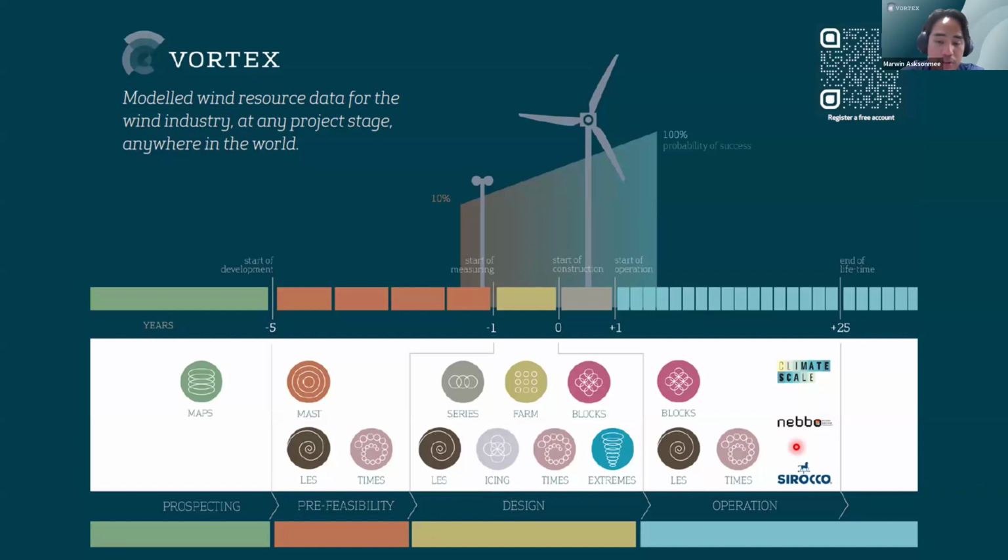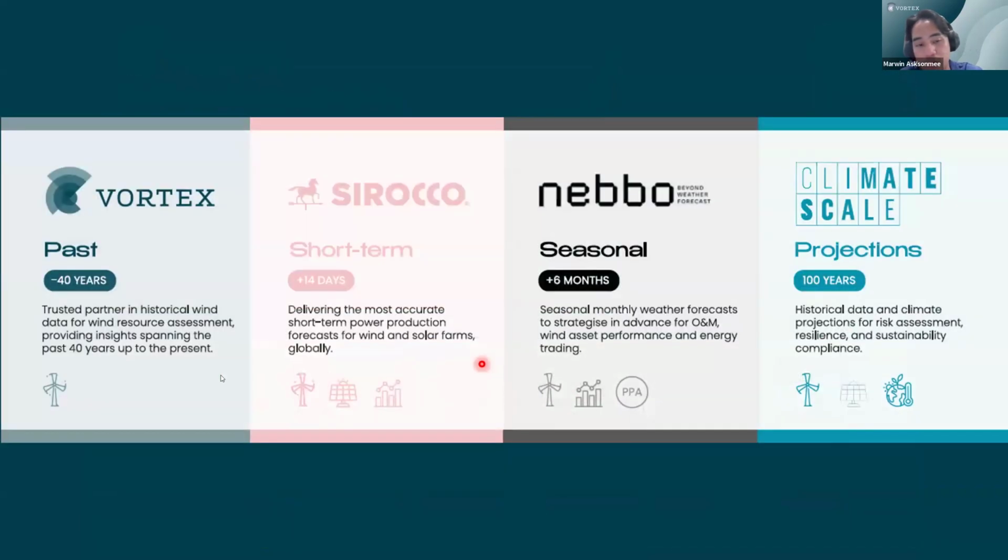And then recently, Vortex has also expanded our portfolio into future forecasting. So basically, we have spin-off companies, Philogo, Nebo, and Climate Scales. As you know, Vortex is basically focused on the past 40 years of historical wind data. And now we also expand to the future with short-term forecasting up to 14 days for both wind and solar.